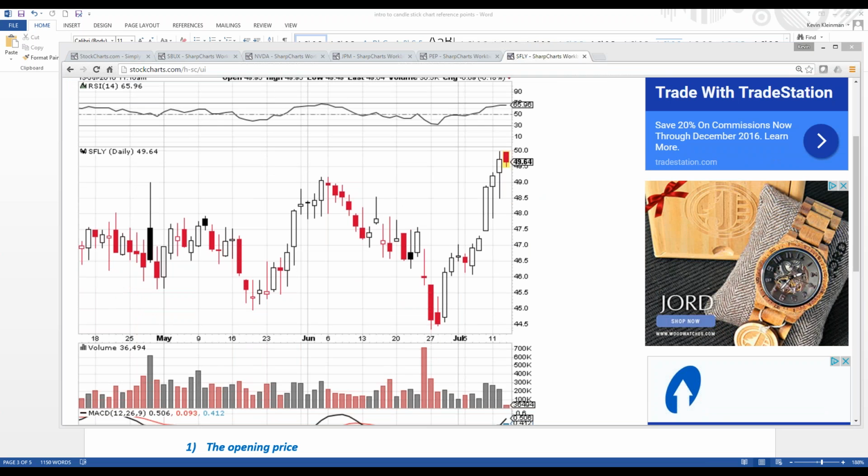So if you're using Stockcharts.com, anytime you see a white candle, it means the price was up. Red candle, price was down. And we've already gone over black candles and hollow candles.